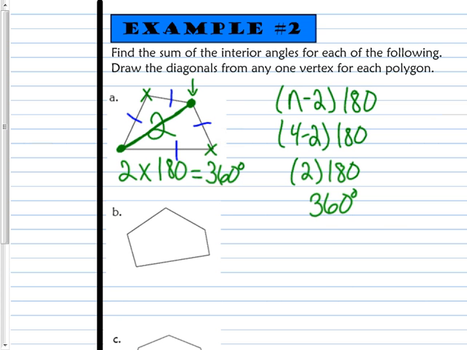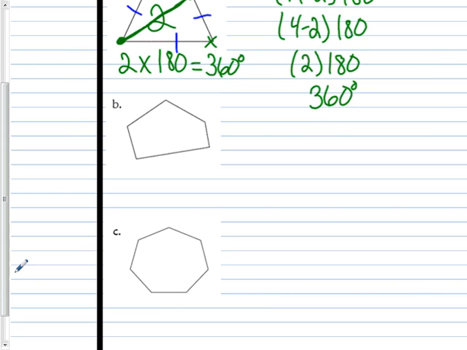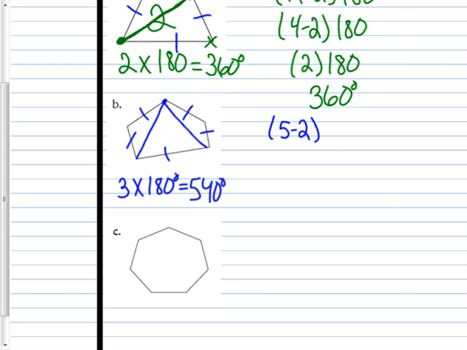Okay. I'm going to do letter B with you, then I want you to try letter C on your own. I'm going to start with this vertex. I'm going to draw a diagonal here and a diagonal there. I see 3 triangles, and 3 times 180 degrees should be 540 degrees. Let's see if I'm right. N minus 2, so let's count the number of sides. 1, 2, 3, 4, 5. So 5 minus 2 times 180. 5 minus 2 is 3. 3 times 180 is 540 degrees. I got the same answer both times.